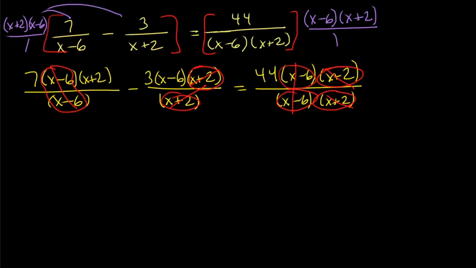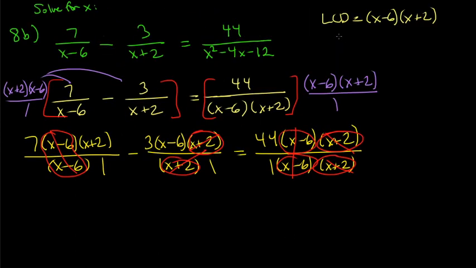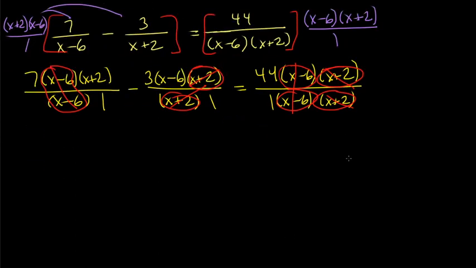So what are we left with? Well, notice that all the denominators are just 1s now. So we got rid of the fractions. That was the whole idea for multiplying by the LCD here, to get rid of the denominators. So now the numerator is just 7 times x plus 2, minus 3 times x minus 6 equals 44. And at this stage, you should be able to solve this pretty easily. Multiply it out.